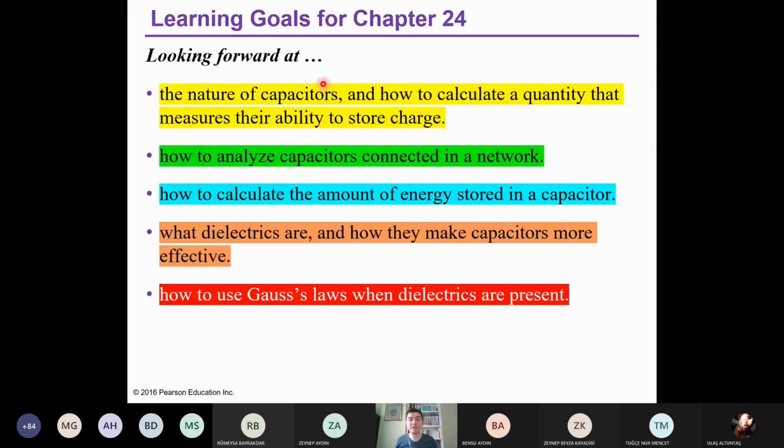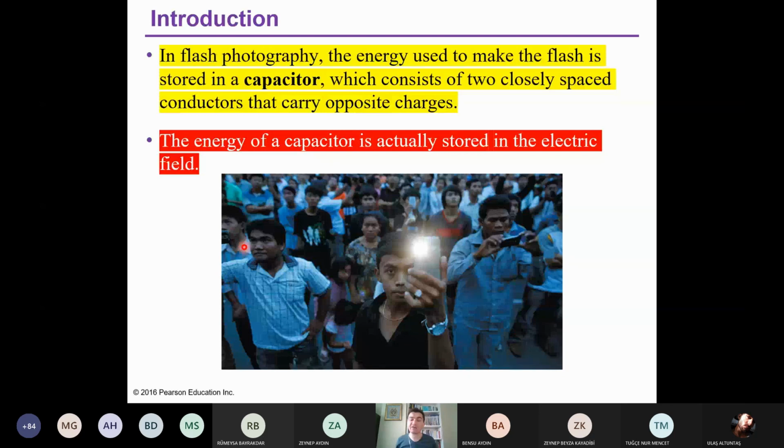Here, let me discuss the advantages of the capacitors, where they are used. Actually, we use them in our daily life. In flash photography, for example, here you see mobile phones. The energy used to make the flash is stored in a capacitor, which consists of two closely spaced conductors that carry opposite charges. And the energy of a capacitor is actually stored in the electric field.